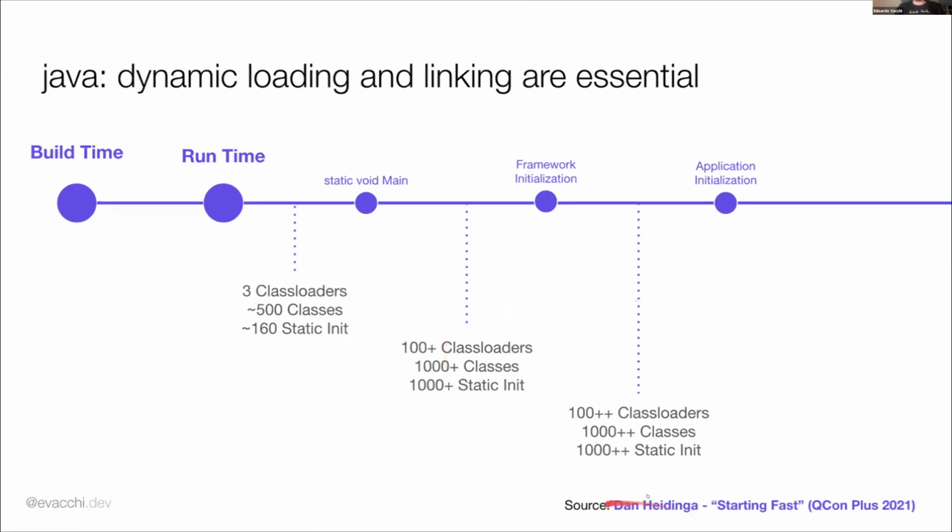In this talk by Dan, he has shown a regular Java application that usually comes with some framework. Before it actually reaches the main entry point with the code that you wrote as a developer, it has to go through a bunch of class loaders that grow in number as you go further in the process of initializing. And these load a bunch of classes and do a bunch of static initialization. They run some initialization code.